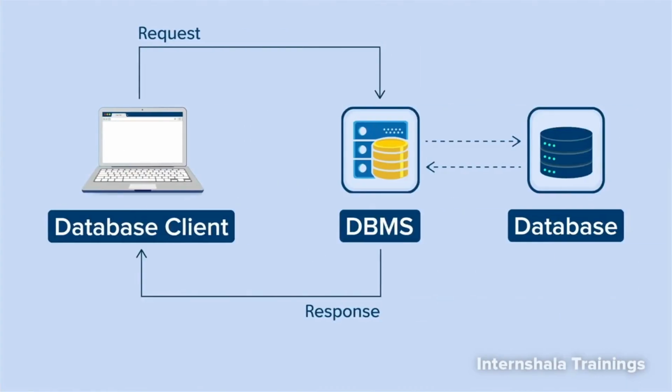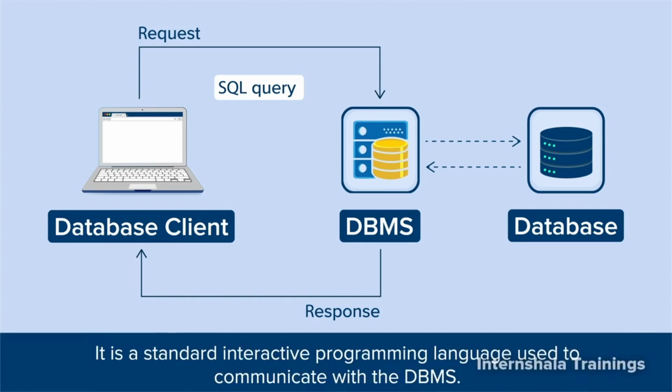Now we have seen the overview of how a client and DBMS communicate with each other. Let us explore the communication in more detail. To communicate with a database, we cannot simply use normal English phrases and expect a machine to understand and comprehend. There is a specific language, SQL, that is structured query language, which is a standard interactive programming language used to communicate with the DBMS. So basically, all the requests DBMS receives from a client to fetch or retrieve data from the database must be in the form of SQL queries. We will learn more about the SQL queries later in this module.